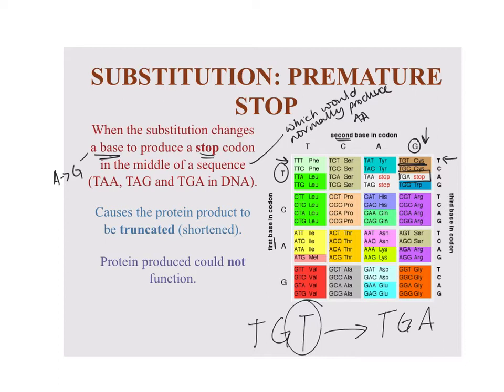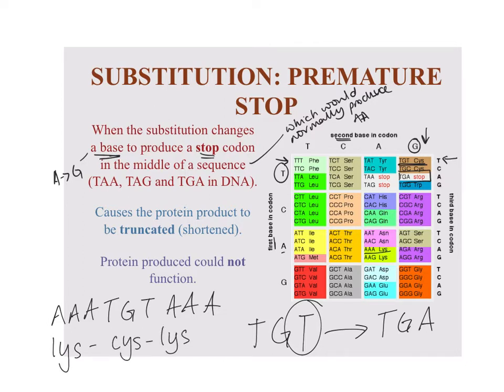So if I've got a sequence that's like AAA, TGT, AAA, normally that would make lysine, then cysteine, and then another lysine. But if I've got that point mutation, then it becomes AAA, TGA, AAA, and that means that my sequence has lysine and then stop. Okay, and nothing is produced after that point. And that gives us that truncated or shortened protein.